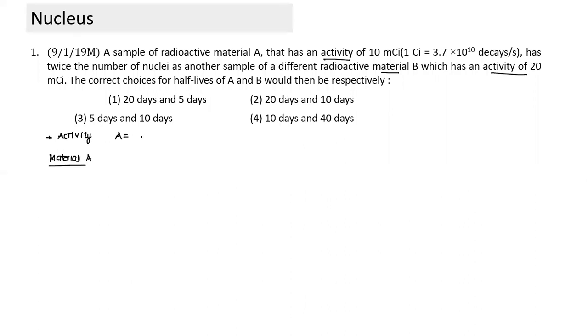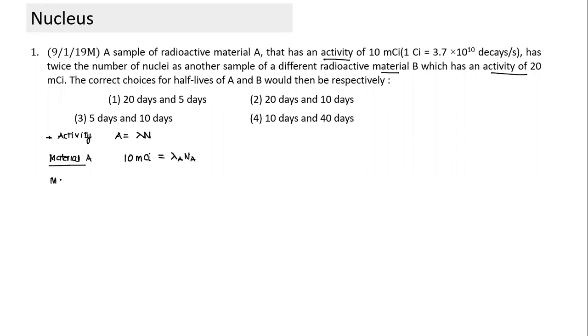What is activity equal to? This is simply based on activity is equal to lambda N. Two activities are given at some instance. So this is based on activity is equal to lambda into N, the number of nuclei present. For material A, the activity is given as 10 microcurie, which is equal to lambda A into Na.